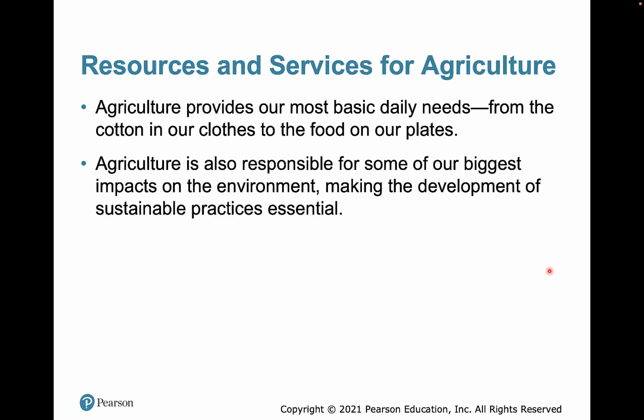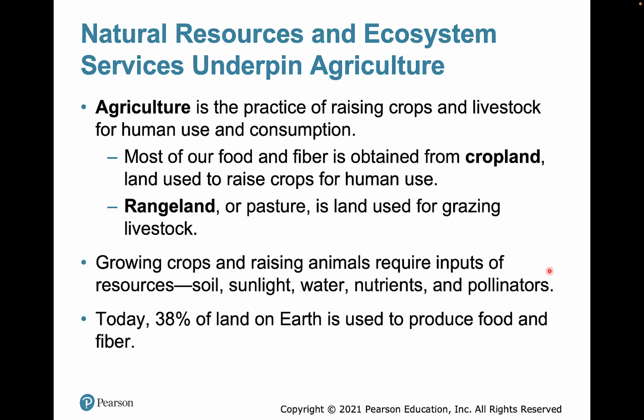Okay, so agriculture, if you look at it as a whole, and you don't really stop to think about this, agriculture provides some of our most basic needs, literally from the cotton in our clothes to the foods on our plates. Because it's such a key part of providing for our daily needs, it also has some of the biggest impacts on the environment. So if we're going to do agriculture right, this is where we need to make sure that we're doing sustainable things.